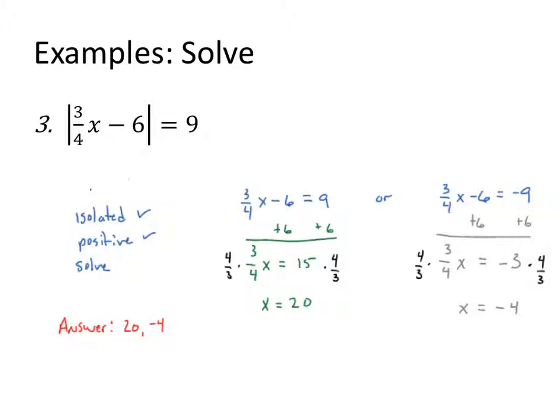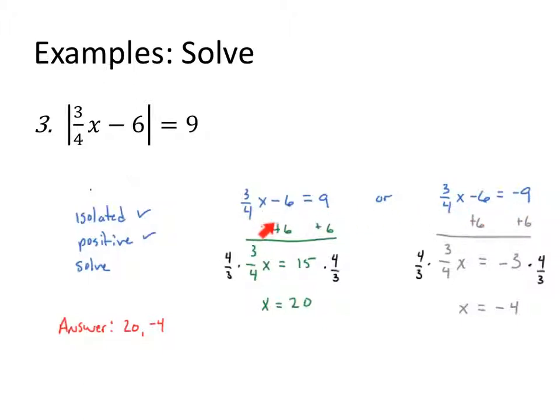If the absolute value of 3/4 x minus 6 equals 9, then the absolute value is isolated. The 9 is positive, so we can solve using the absolute value properties. We write two equations, right? Absolute value has two lines, turns into two equations. 3/4 x minus 6 equals 9, or 3/4 x minus 6 equals negative 9.